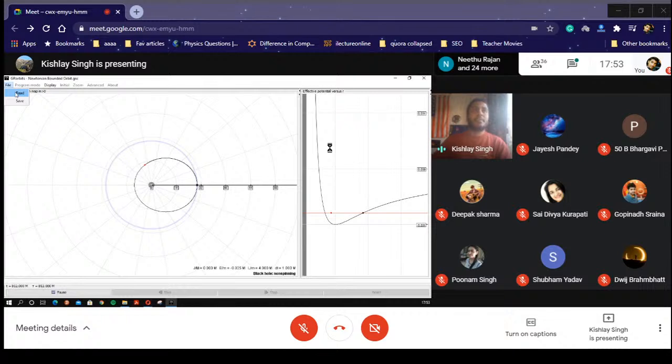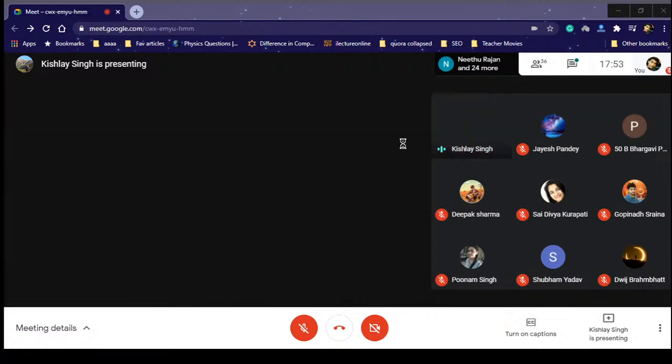So next thing I'll be showing you is for a circular orbit. Here you can see the particle is exactly at the lowest point of the potential well, right? So we know from our basic physics in 11th or 12th class that this point is called the local minima. The effective potential here is minimum, right?